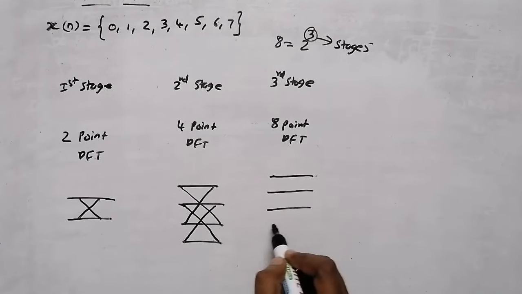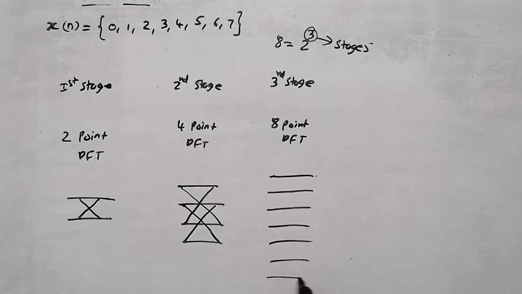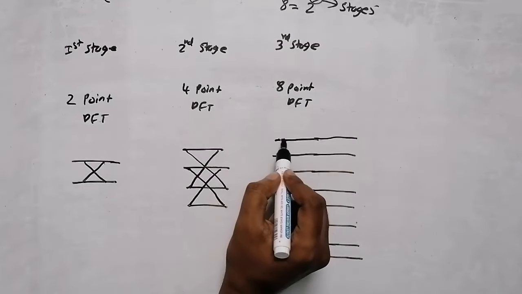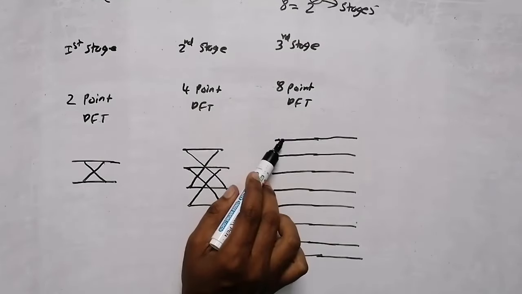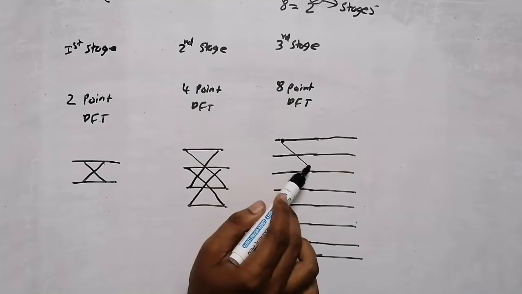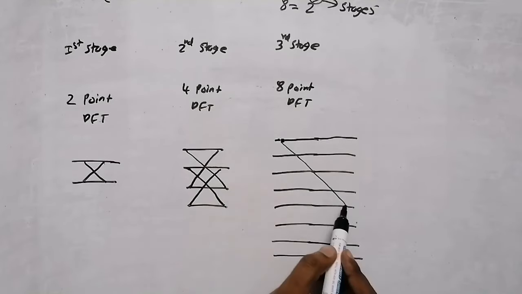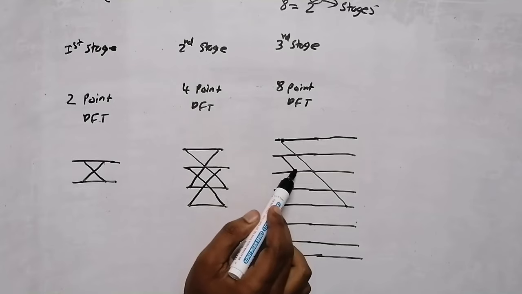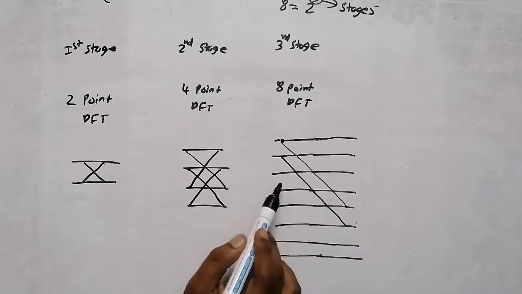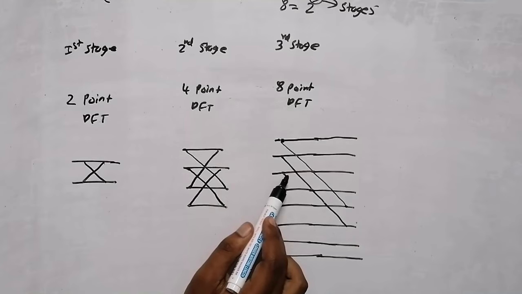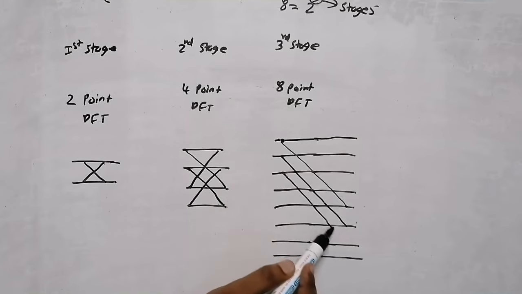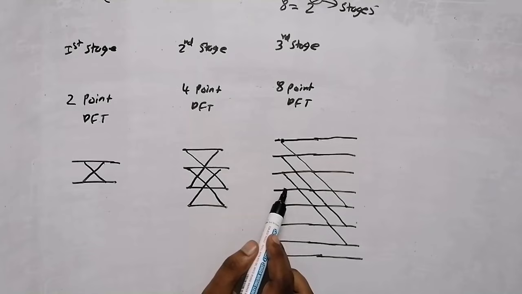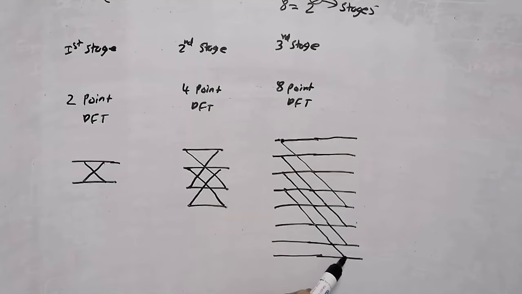Now, for the 8-point DFT, we need to draw 8 lines: 1, 2, 3, 4, 5, 6, 7 and 8. In the 8-point DFT, starting from here, we need to join to the fourth line, after 1, 2, 3 and 4. And starting from here, join the fourth line. Starting from here, join the fourth line. Starting from here, join the fourth line.